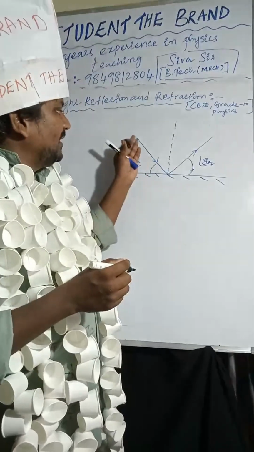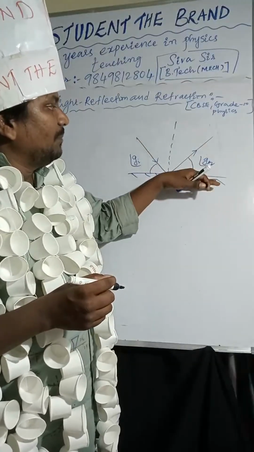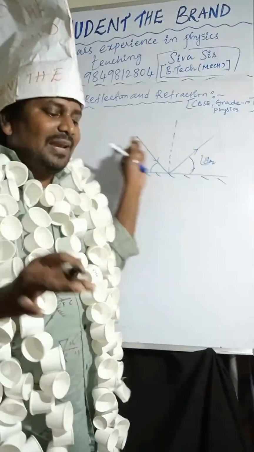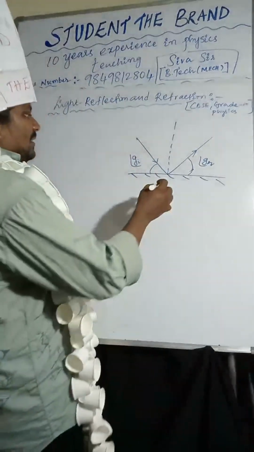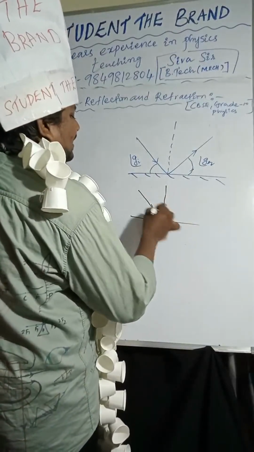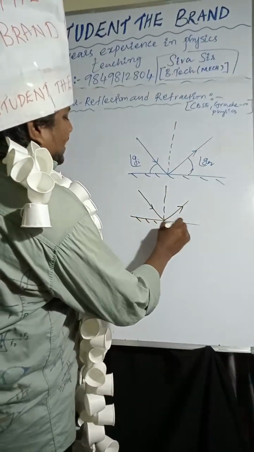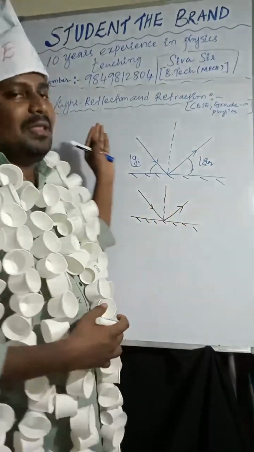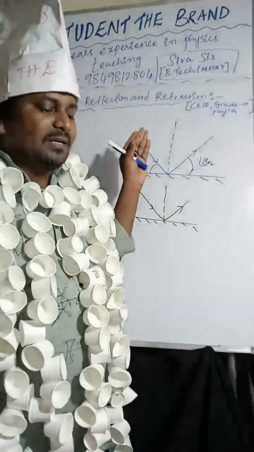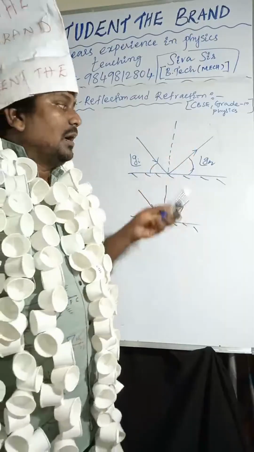Come to the point. The angle between the incident ray and the plane surface is called the glancing angle of incidence. The angle between the reflected ray and the plane surface is the glancing angle of reflection. Sometimes they will ask this question. Normally they will ask how much angle the incident ray makes with the surface. They may not mention the term, but they will ask in this way.